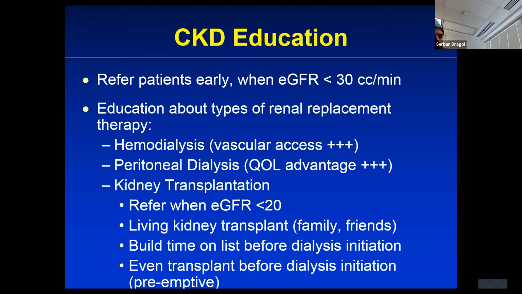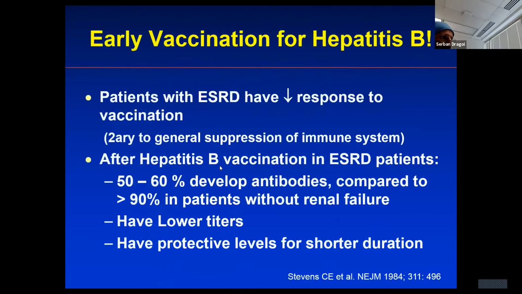And then by the time they complete their workup, there might be 6 months or so, they'll be listed. Living kidney transplant, educate them about that. Family, friends, and altruistic donation modality. Build time on list before dialysis, discuss about that. And then even transplant, so the preemptive transplant being the best modality for survival, both of person survival and graft survival.